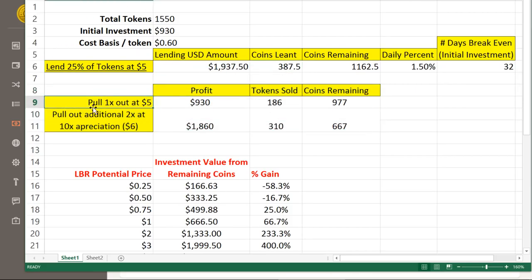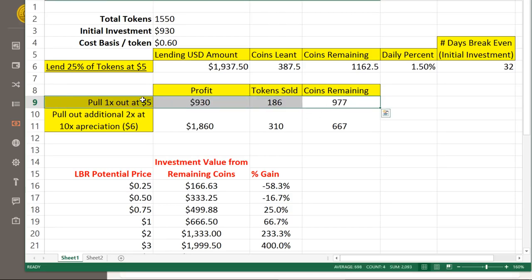Backup plan. I want to pull out my initial investment as soon as possible. Now, if this exchange opens at $5 and holds at $5, that's an 833% return. That's not bad. I'm going to pull out at least 1x of my initial investment immediately. So if there's buy side volume when the internal exchange opens, I'm going to pull out my $930 immediately. That's 186 tokens I'm going to have to sell, and I will now have 977 coins remaining. All I did there was subtract the coins from my lending amount from my 1x withdrawal, 977 left.